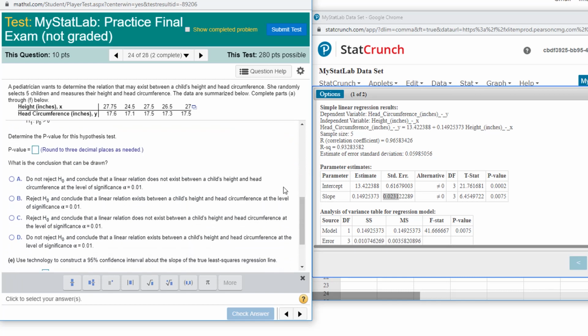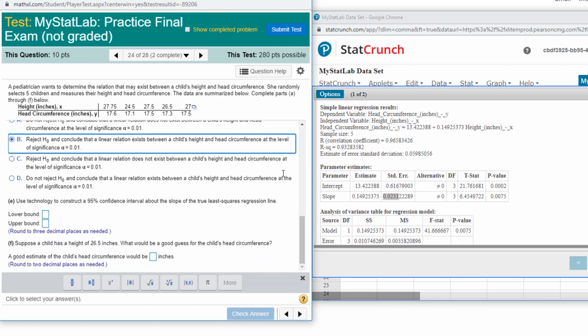Now the p-value for the test is given right beside the t-stat for the slope. It is 0.0075, so I'm going to round that up to 0.008. And now the conclusion: because this is less than our alpha level 0.01, we can reject the null hypothesis. We want to conclude that a linear relation does exist between child's height and head circumference.